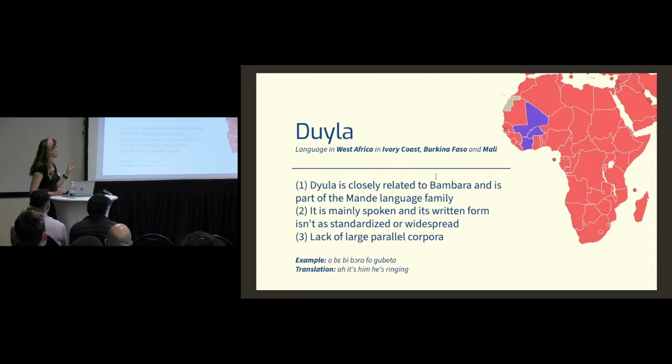So just a quick background on this language. It is spoken in West Africa, in Ivory Coast, Burkina Faso, and Mali. It is very closely related to the Bambara language spoken in that area, and it's part of the bigger Mande language family. It's mainly a spoken language, so its written form isn't well standardized, and it's difficult to get a lot of written examples of this language. This makes it very difficult to create a large parallel corpus that you can utilize for bigger models. Just as an example, if you want to see what this language looks like, there's an example at the bottom. So you can see it is quite an interesting language to work with.